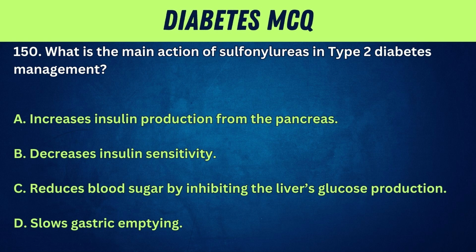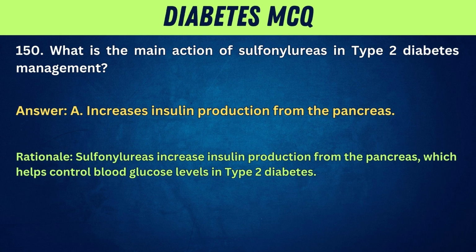150. What is the main action of sulfonylureas in type 2 diabetes management? A. Increases insulin production from the pancreas. B. Decreases insulin sensitivity. C. Reduces blood sugar by inhibiting the liver's glucose production. D. Slows gastric emptying. Answer: A. Increases insulin production from the pancreas. Rationale: sulfonylureas increase insulin production from the pancreas, which helps control blood glucose levels in type 2 diabetes.